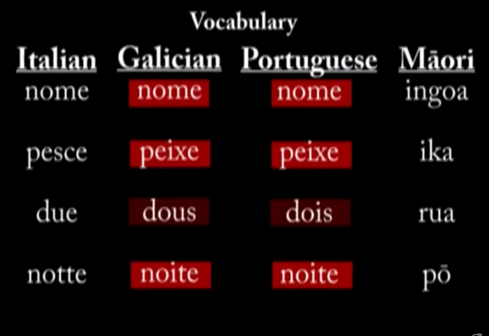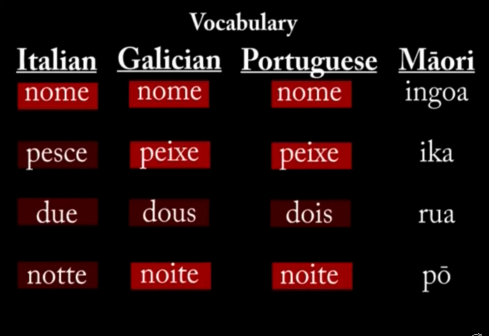We have good grounds for considering that Portuguese and Galician are very closely related. We also have grounds for saying that Italian, Portuguese, and Galician are less closely related, but they're all related to each other. As long as we group Galician and Portuguese more closely together in this relationship, we can say that Italian, Galician, and Portuguese are all related to each other.